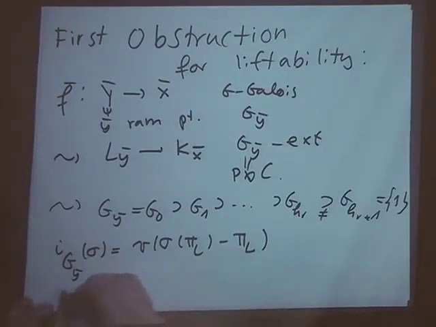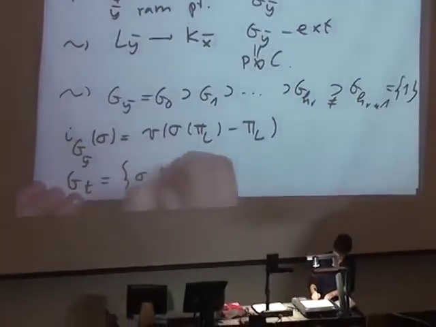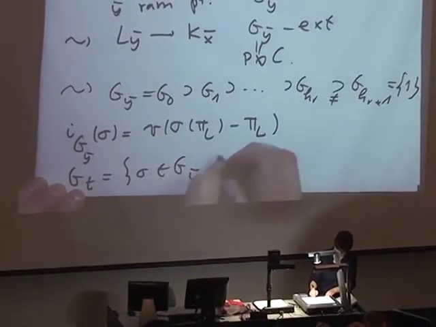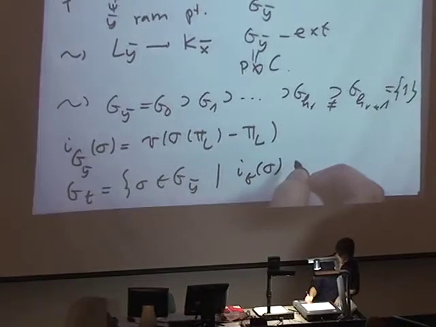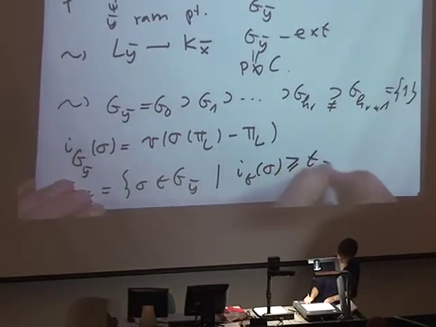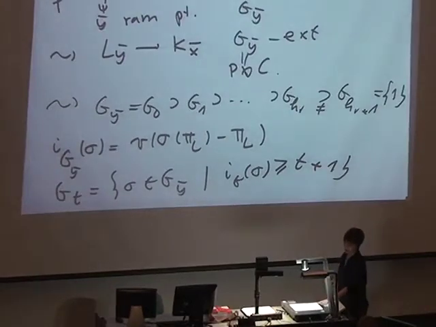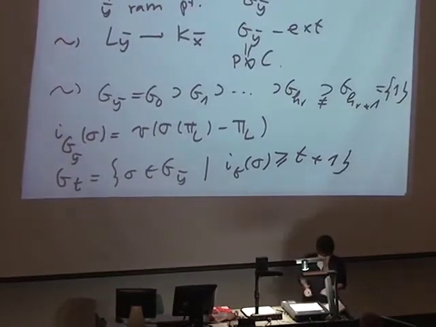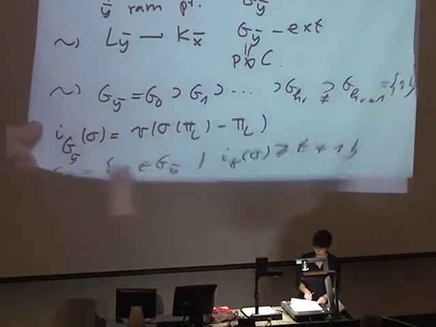and compute the valuation of the difference sigma(pi_L) minus pi_L. And then this higher ramification group G_t is defined as all elements in the Galois group such that this number i(sigma) is at least t plus 1. There are several ways of normalizing it, but let's just stick to this one. Of course, there are lots of properties one can show on these filtrations. We have written some in the notes, but I won't go into this here.